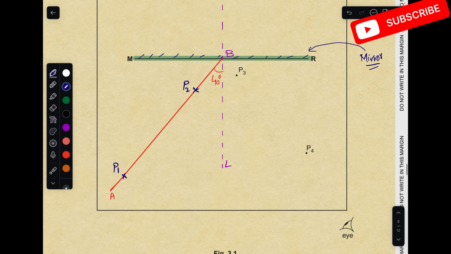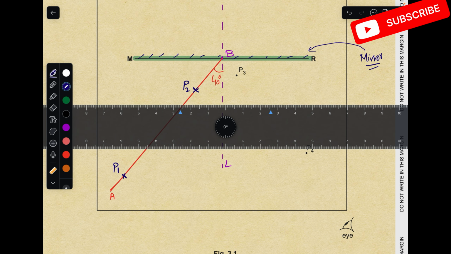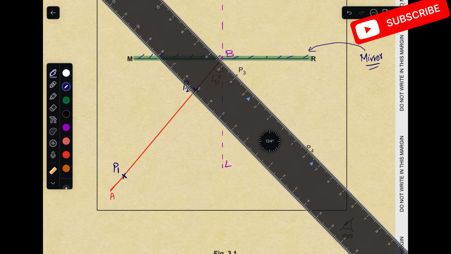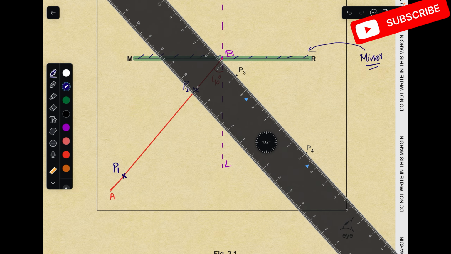Okay, P3 and P4 are already mentioned. You just have to draw a line. They haven't told us how long it should be, so you can draw it of any length. I'm doing it like this. Okay, so there you go.